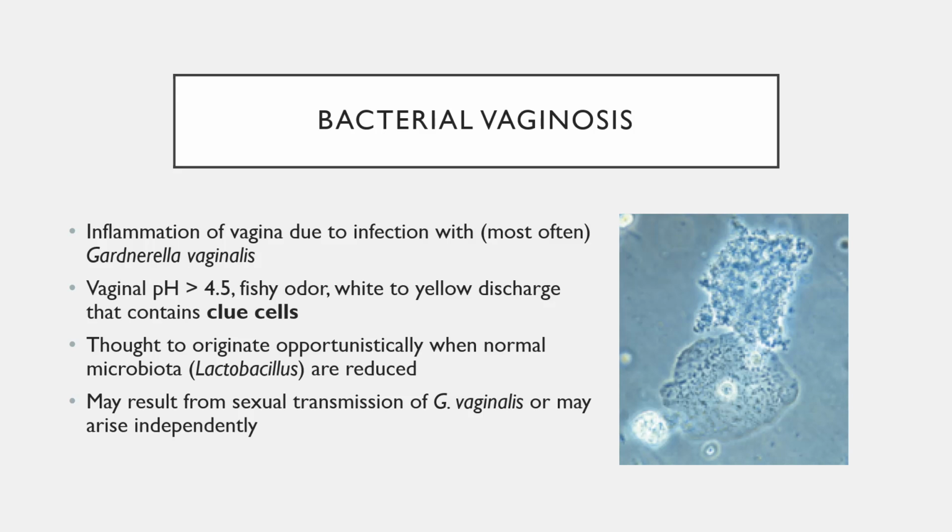This pathogen can be sexually transmitted and communicated from person to person, but it also is a normal member of the microbiome, and so bacterial vaginosis can arise without any sort of sexual transmission. Cultures are not a good way to diagnose this infection for that reason, because Gardnerella vaginalis is part of the normal microbiome, and so it can be isolated from women who are healthy as well as ones that are affected by bacterial vaginosis.